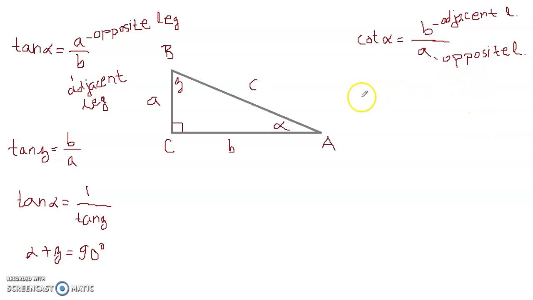Cotangent beta in the same way is a over b. Also relation between cotangent functions of complementary angles is that they are reciprocal, the same as tangent functions. So cotangent alpha is 1 over cotangent beta.